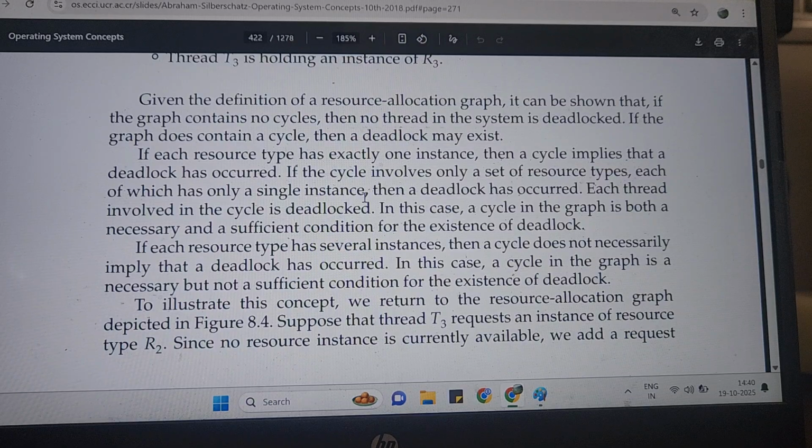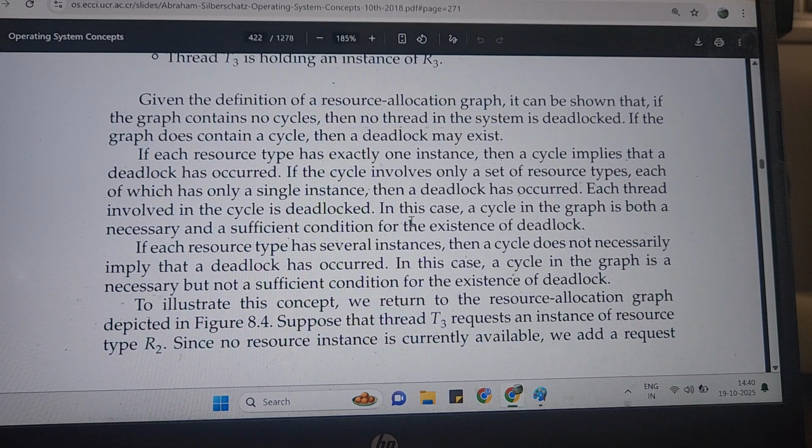So you just use circles for the processes, rectangles for the resource types, and dots to indicate instances. For every request, you put a request edge from a process to the resource, and for every allocation, you put an assignment edge from the resource to the process. That's how you construct an RAG.